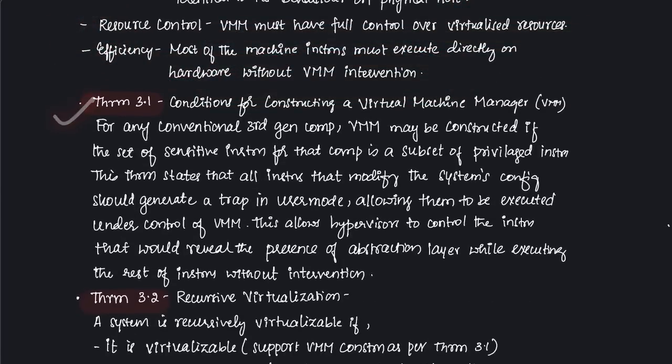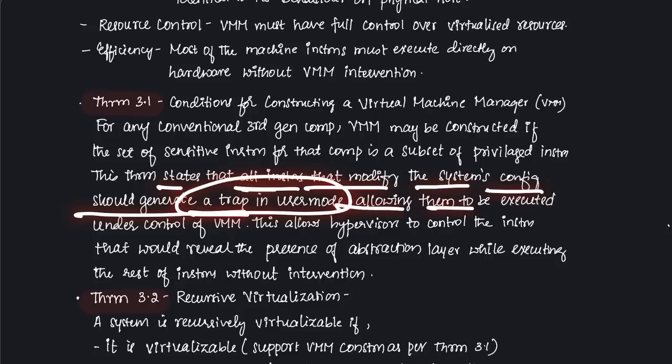Here we have the first theorem. The first theorem states conditions for constructing a virtual machine manager, VMM. For any conventional third generation computer, a VMM may be constructed if the set of sensitive instructions for the computer is a subset of privileged instructions. So this theorem states that all instructions that modify the system's configuration should generate a trap in user mode, allowing them to be executed under the control of the VMM.